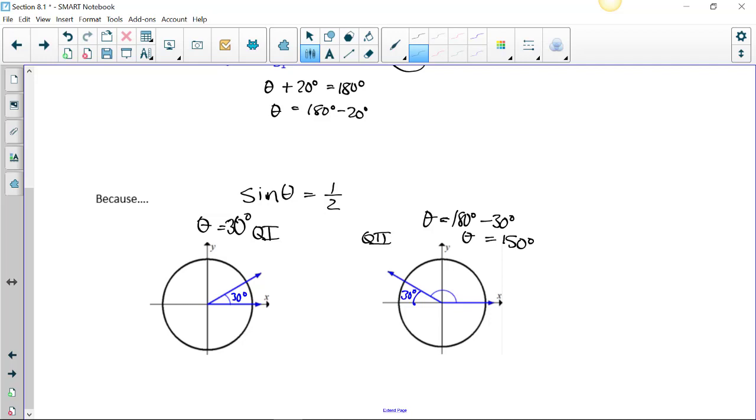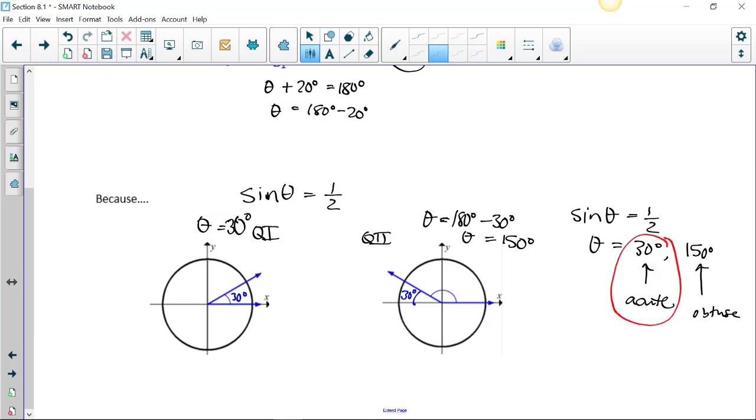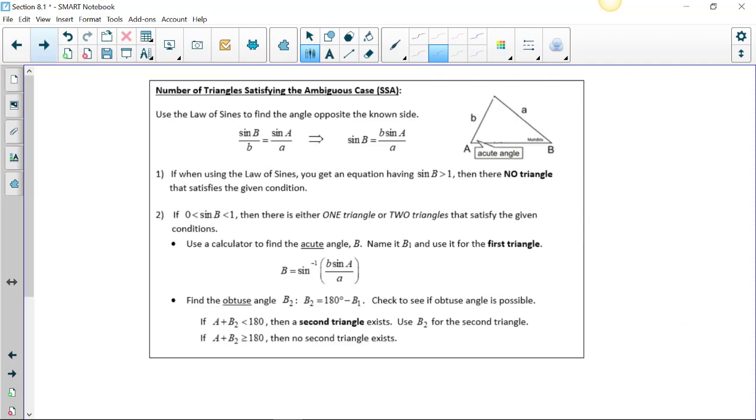Okay. So that means that there are two angles that satisfy this equation. It has two solutions: 30 degrees, which is an acute angle in quadrant 1, and 150 degrees, which is an obtuse angle in quadrant 2. So we have to check. Once we get this acute angle, we're going to have to check to see if its supplement, the obtuse angle, could also make another triangle. So let's take a look.